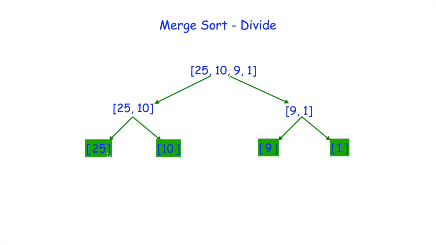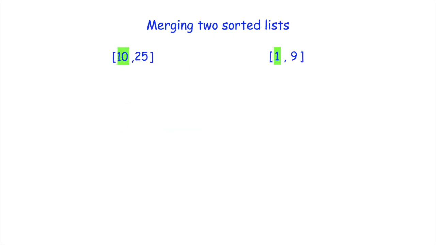So now these two lists having 25 and 10 will be merged to form a sorted list. And similarly 9 and 1 will be merged to form another sorted list. And now these two lists which are just created, one having 10 and 25 and another having 1 and 9, need to be merged again. Now let's see how to merge these two sorted lists.